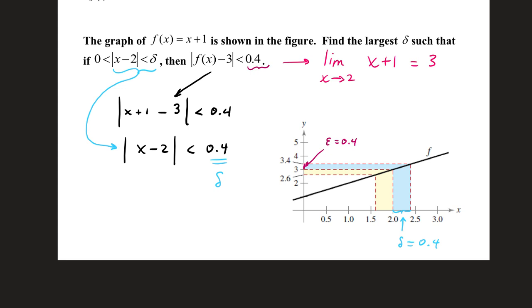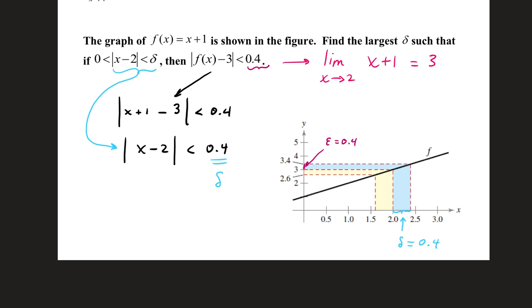The graph of the function x plus 1 is shown in the figure, and that's this black solid line. Find the largest delta such that if the absolute value of x minus 2 is positive and between 0 and our delta value, then our function and its distance from 3 is less than 0.4. So this absolute value, that's the distance between our function and the value of 3. If you look at our y-axis, our function value of 3, if we're allowed to be 0.4 units away, that means we can either be down to 2.6 or up to 3.4.